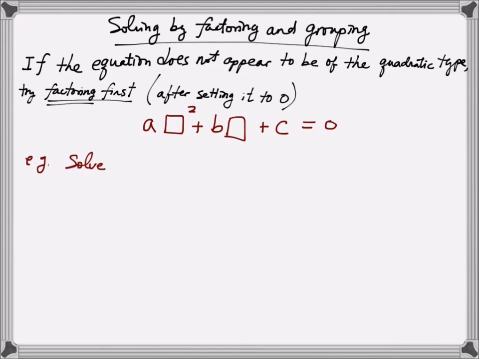For example, let's solve x to the fifth equals 9x cubed. Well, if you first set equal to 0, we would get x to the fifth minus 9x cubed equals 0. It certainly doesn't appear to be the quadratic type, because I cannot write x to the fifth power as x to the third, the whole thing squared. Notice that I'm very serious about factoring. I did not say anything about dividing here. Please refrain yourself from dividing anything, including the variable x.